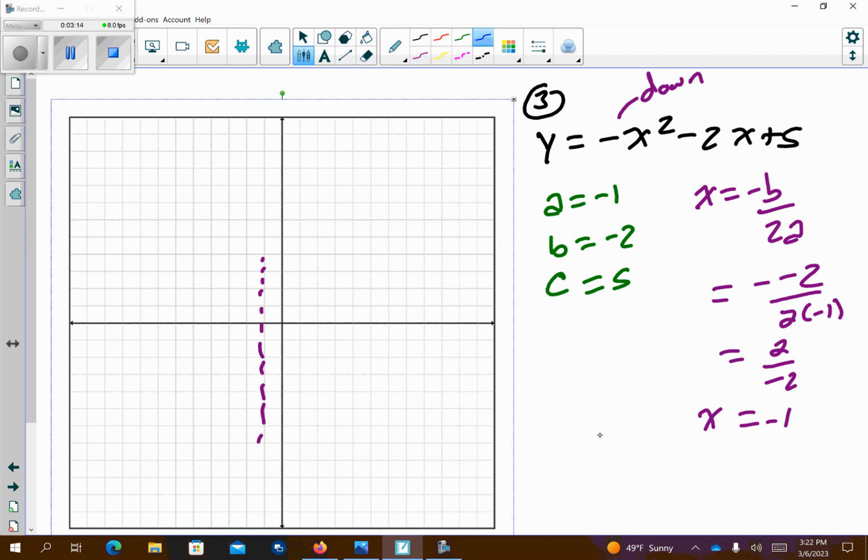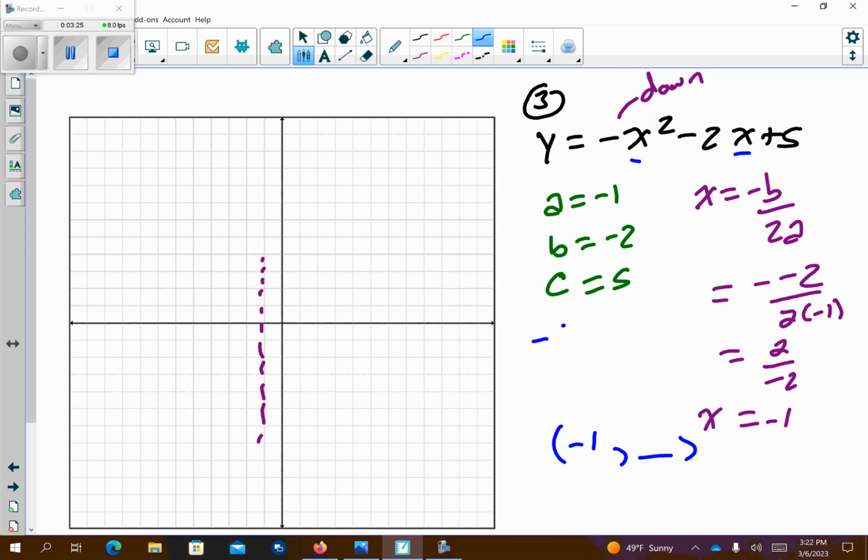My vertex lives somewhere within that, so I'm going to plug my negative 1 into my equation up here. So I had negative 1 squared minus 2 times negative 1 plus 5. So that's going to give me negative 1 plus 2 plus 5. So that's going to give me 6. So 1, 2, 3, 4, 5, 6.